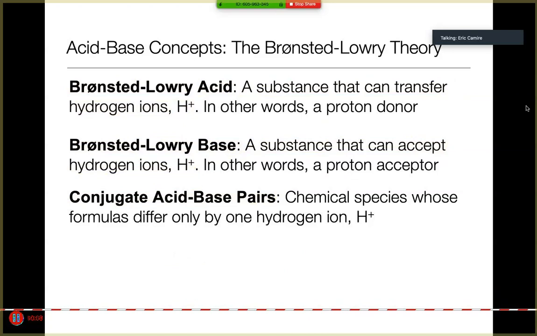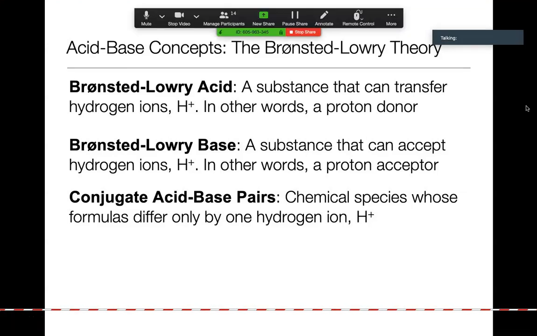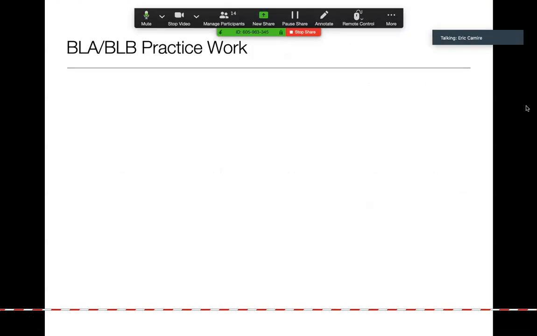Alright, do you need clarification on definitions yet? I know we haven't done any reactions, but we'll do that in the next slide. Alright. So let's do a couple of examples.